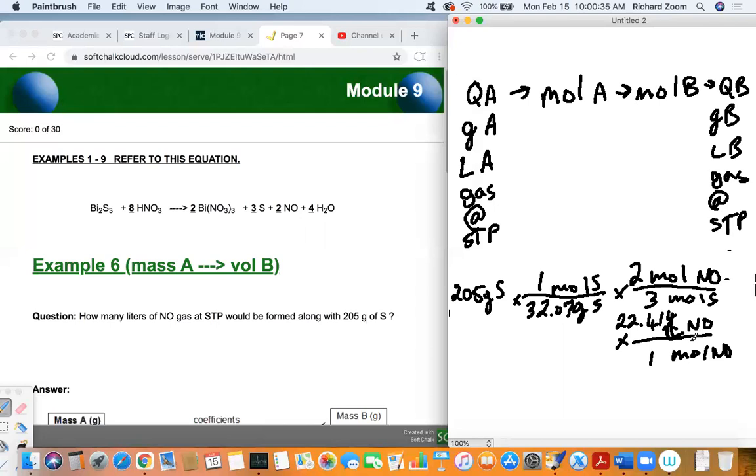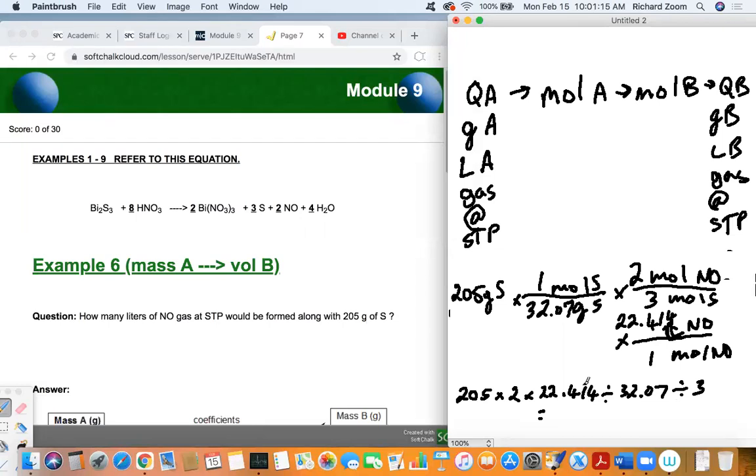So at this point, let me talk about how you would put this into your calculator. I'm just going to show you this is how I would put it into my calculator. It doesn't matter what calculator I'd have. This is how I would do it. I would do 205 times 2 times 22.414. So everything across the top I've multiplied, ignored the ones, of course. They don't really have an effect here. Then I do divided by 32.07 and divided by 3. And that'll give me the right answer every time.